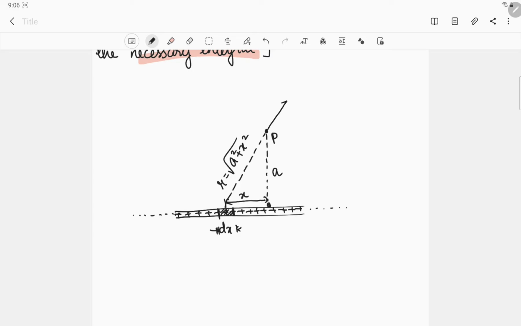Now, due to this small element, the electric field at the point P will be dE, which is along the line joining the two points. So the direction of dE will be along the line joining P and dx. This dE is at an angle theta with the vertical. So I can resolve it into two components: dE cos theta, with this angle equal to theta, and dE sin theta.